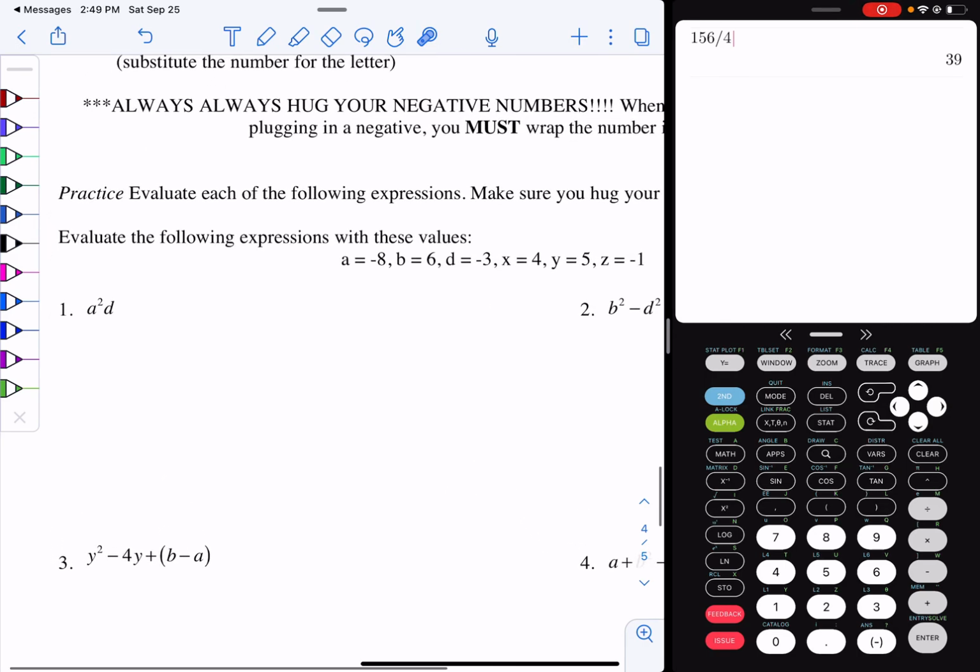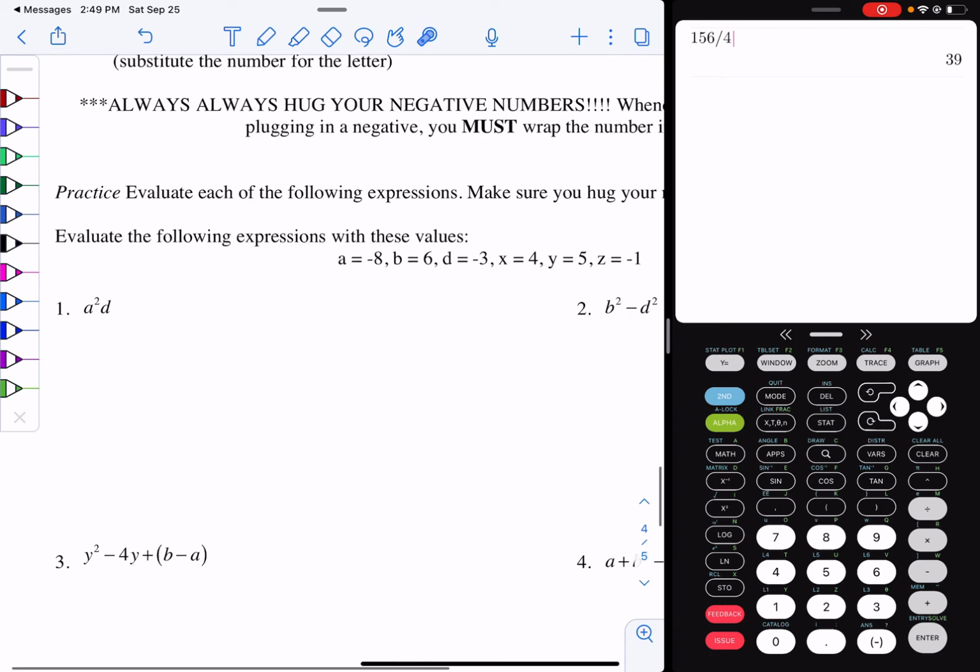So in our first example, we have A squared times D. If you look, we're saying A is -8 and D is -3. So everywhere we see an A, make sure you just substitute that -8. But remember, we said you need to use parentheses. So I'm substituting in for A, I'm squaring it, and then I'm substituting in for D. If you look up here, we're saying A is -8, so we're going to put it in for A right here.